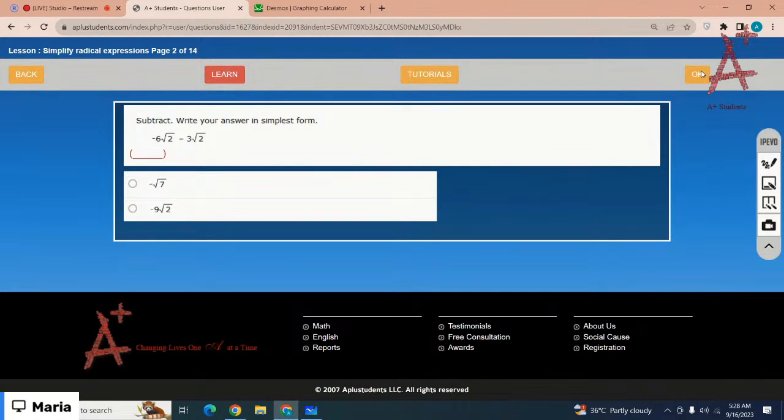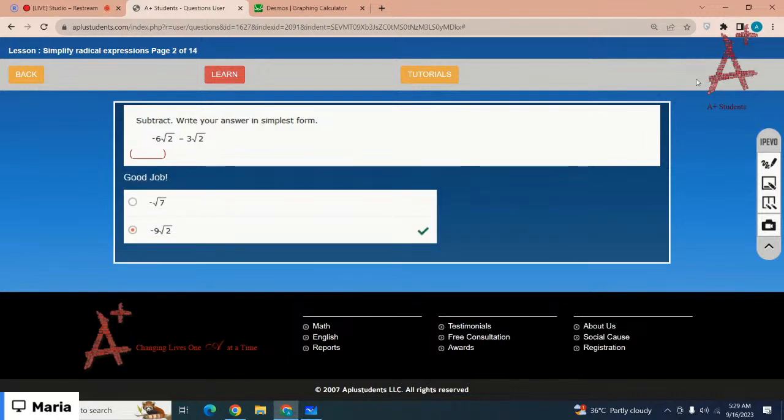Okay, subtract, write your answer in simplest form. So which is the correct option? The correct option is negative 9 square root 2. Very good. The second option is the correct option.